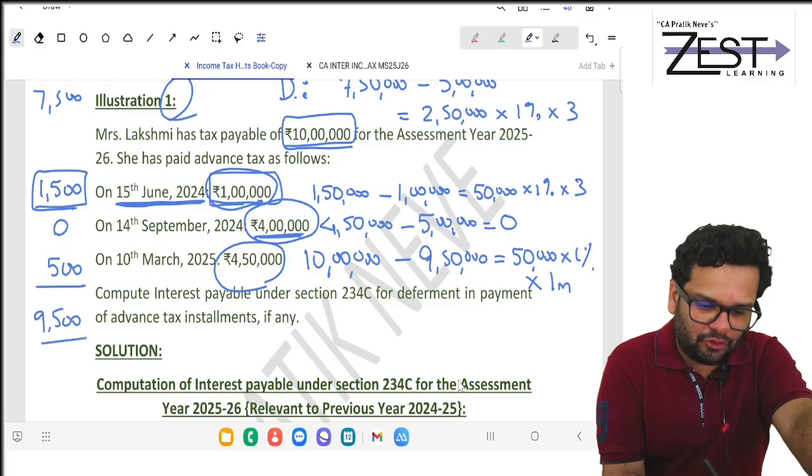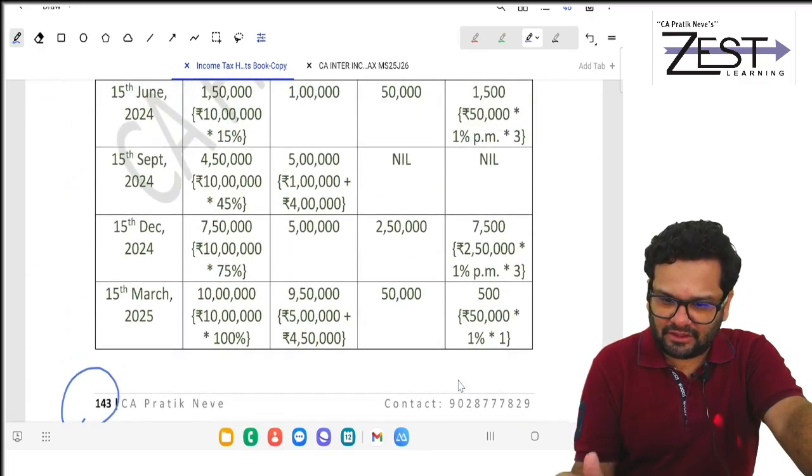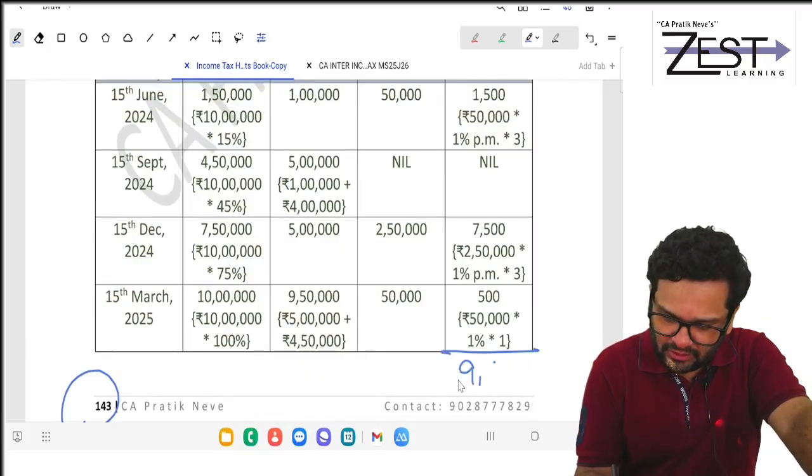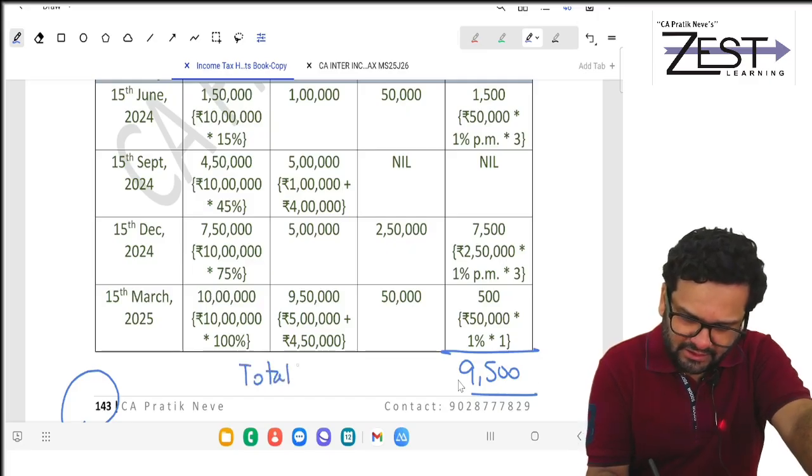This is your 234C. Check. Take the total. I don't know why we have not taken the total. We have taken the total. Then it makes sense.